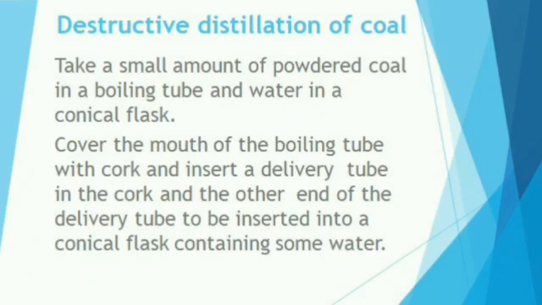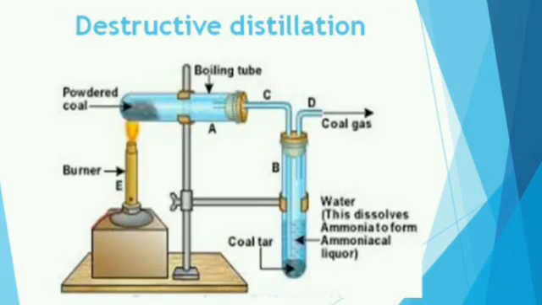What are the things you need for this activity? A stand, boiling tubes, water, finely powdered coal, corks, conical flask, Bunsen burner and a delivery tube. Take a small amount of powdered coal in a boiling tube and water in a conical flask, or water can be stored in some other boiling tube. Either you can use a conical flask or boiling tube to store water, right?